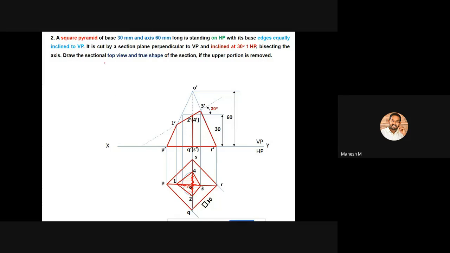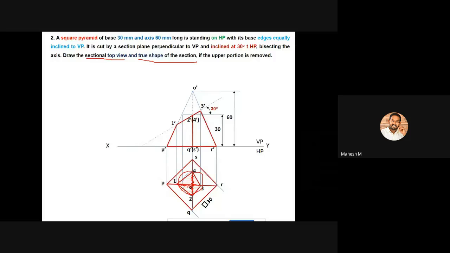Based on our condition, we have created the sectional top view. So this one will be called the section, or else we can call this hatching. Okay, so we have created the sectional top view. Then we have to project and create the true shape of the cutting section.